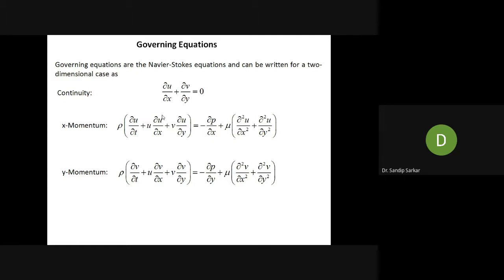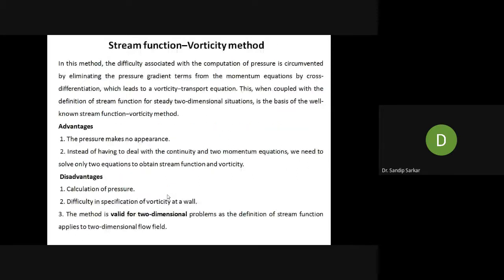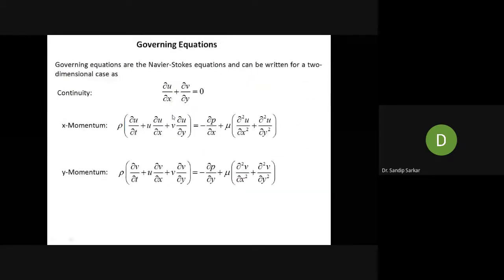So we don't have to think about whether the solution that we obtain by solving this Navier-Stokes equation with the stream function and vorticity method satisfies the continuity equation or not. It is already satisfying it, because we are using the stream function, which is obtained by satisfying the continuity.